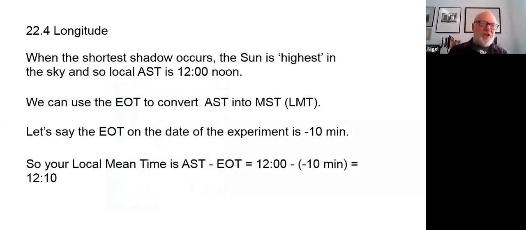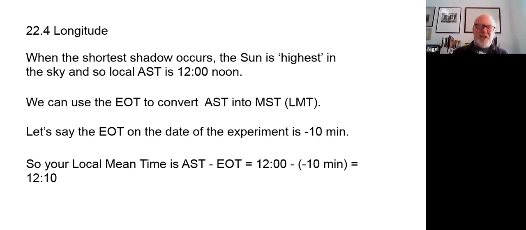Now, when the shadow is shortest, the sun is highest in the sky. Okay, its altitude is greatest. So obviously, local apparent solar time, we don't need a sundial for this, is 12 noon. By definition, apparent solar time, time as measured by the real sun, when it's highest in the sky, it's due south, and it's 12 noon. Not 12 a.m. or 12 p.m., by the way, they don't exist. 12 noon. Well, like before, we can use the equation of time to convert the apparent solar time of 12 noon into mean solar time or local mean solar time.